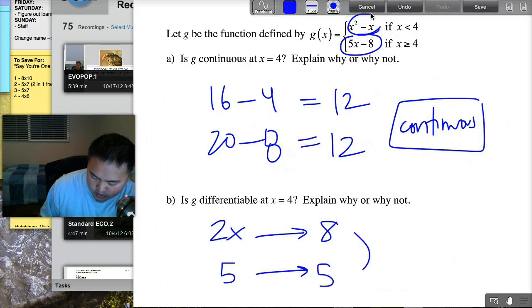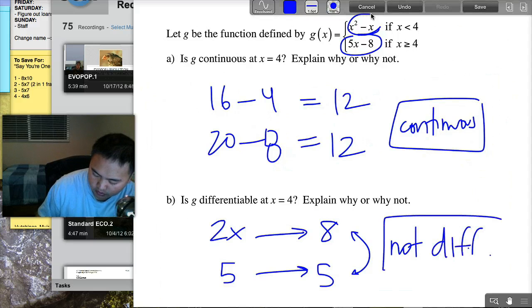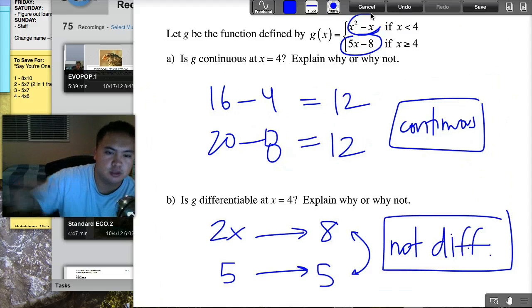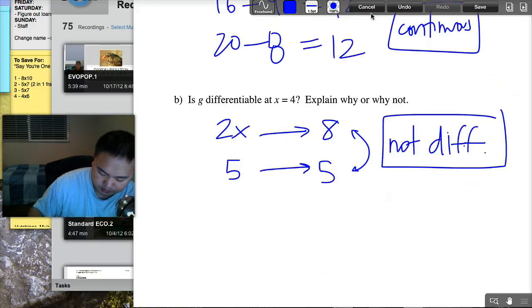So do you see how these slopes here and here do not match from the left and right? So this is not differentiable. And if you are confused about what that means or what that looks like, this is the exact meaning of a sharp corner. It's a slope of 8, and all of a sudden it changes to a slope of 5. It changes slope almost instantaneously.